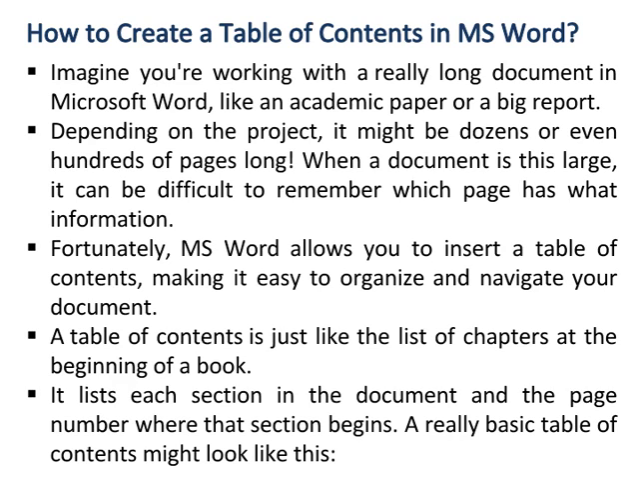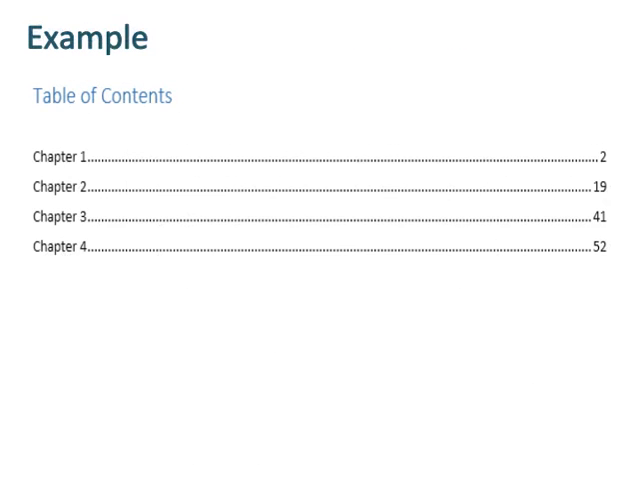A table of contents is just like the list of chapters at the beginning of a book. It lists each section in the document and the page number where that section begins. A really basic table of contents might look like this. Example of table of contents.